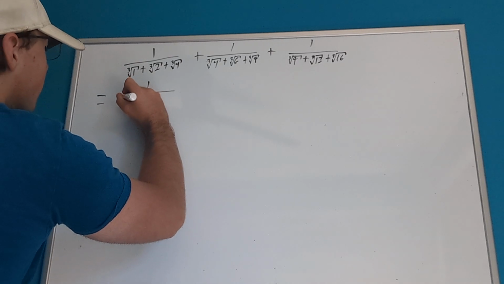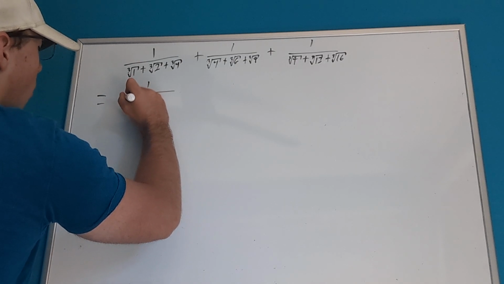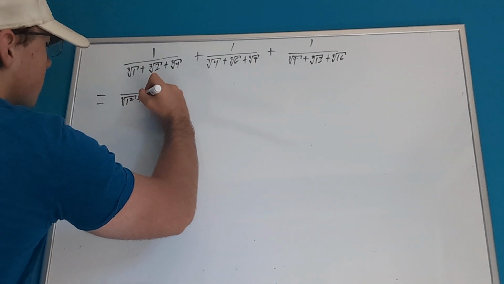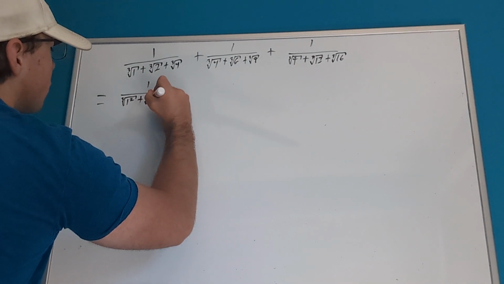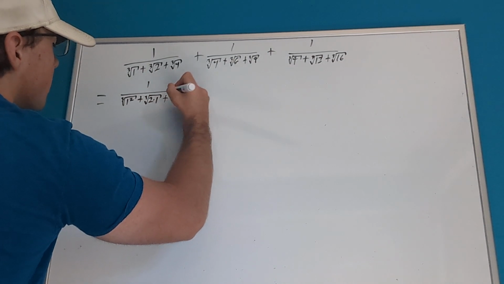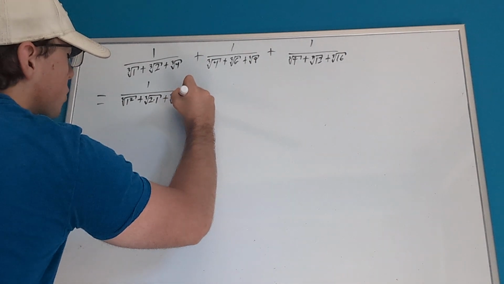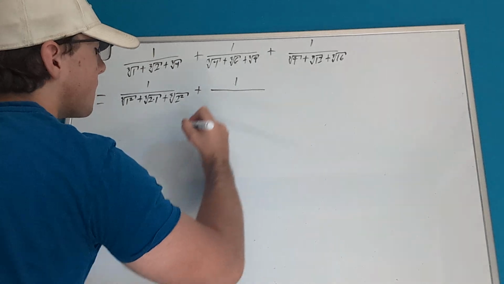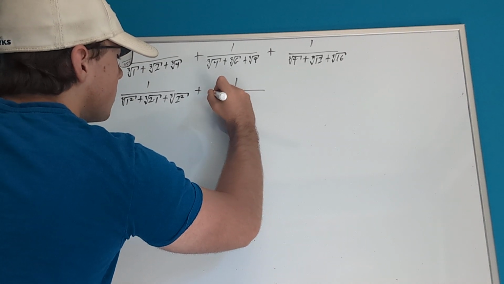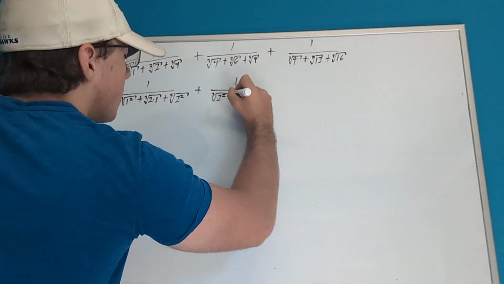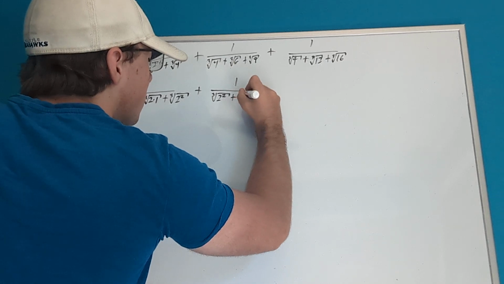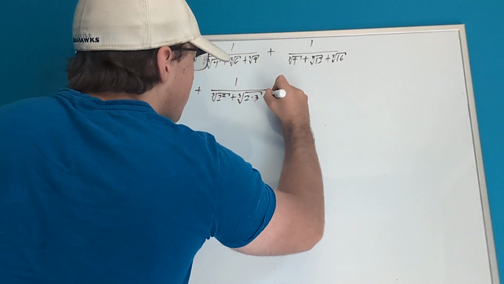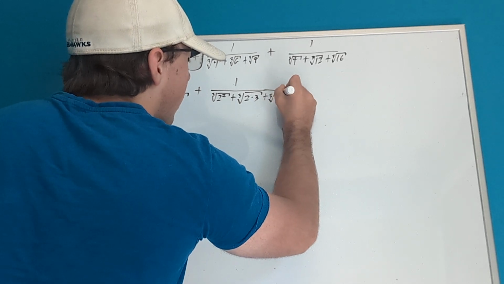We have 1 over the cube root of 1 squared, right? Because 1 is the same thing as 1 squared, plus the cube root of 2 times 1 plus the cube root of 2 squared. All right, then plus 1 over the cube root of 2 squared plus the cube root of 2 times 3 plus the cube root of 3 squared.